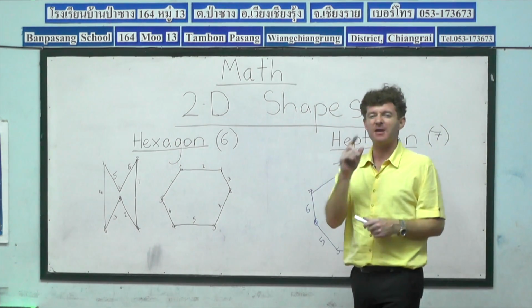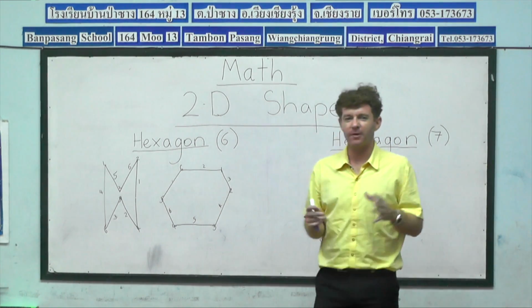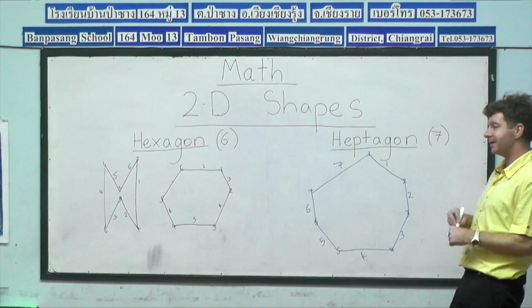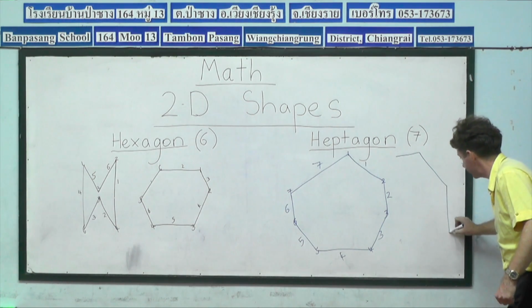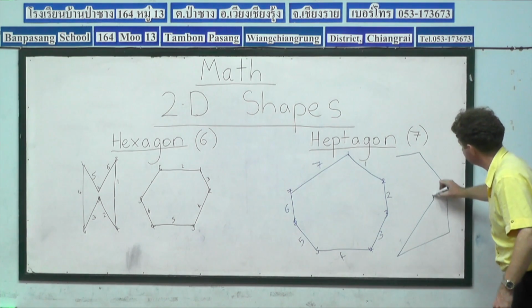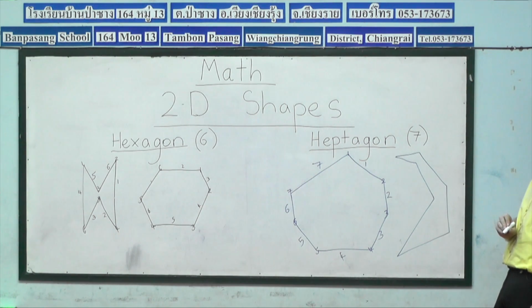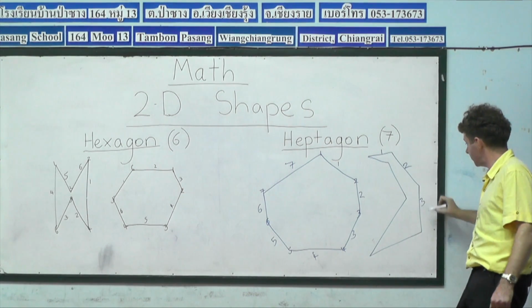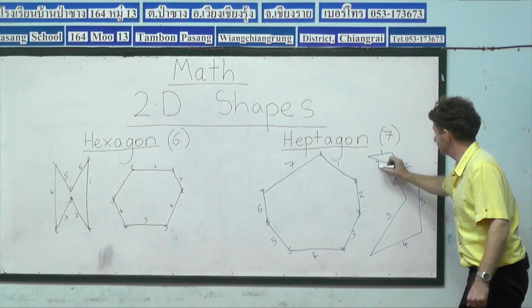But now, let's see if I can do one more. And I want this heptagon to look a little bit crazy because it has many sides. It can look quite irregular. So let's see. How about 1, 2, 3, 4, 5, 6. Is this a heptagon? Well, let's see. 1, 2, 3, 4, 5, 6, 7.